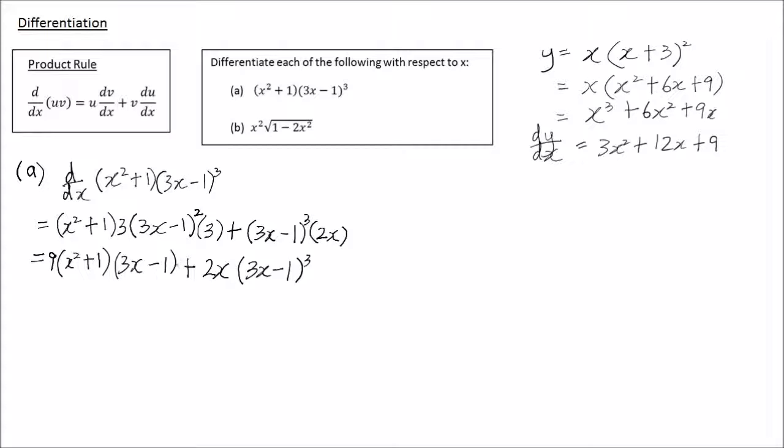Now this can be factorized. We can bring down this bracket and one of this bracket outside. So we have 3x minus 1. When we bring out this bracket, we are left with 9 and the bracket here. And plus 2x and the square of this bracket.